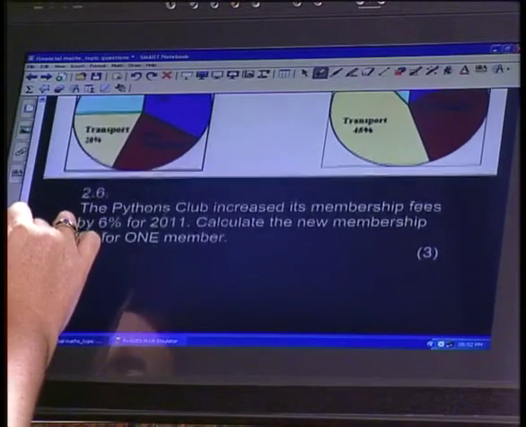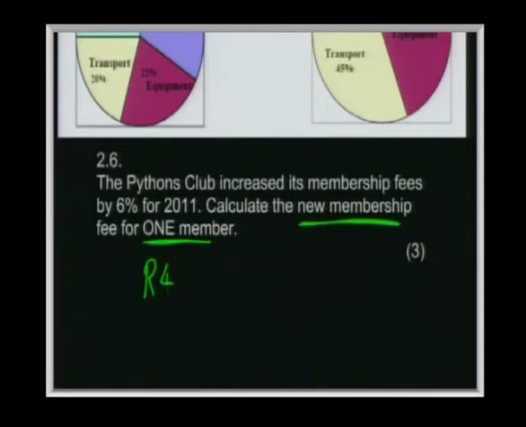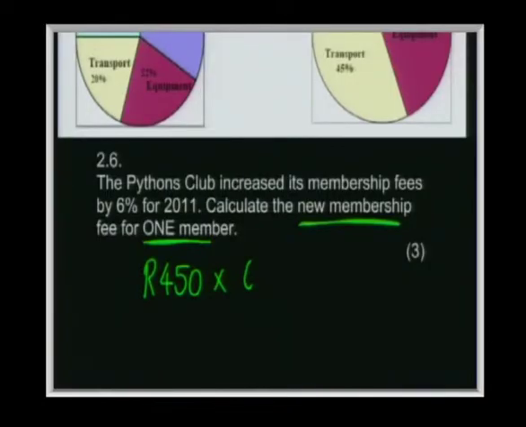Again, same pie chart, so let's see what they've got for us next. The Pythons Club increased its membership fees by 6% for 2011. Calculate the new membership fee for one member. So the new one, let's see what they're going to have to pay this year, and only one member. So that means that you don't want it for all 100 people that they actually asked in the previous question. So we had to pay 450 Rand last year, and it's going to be increased by 6%. So let's work out what 6% is. So I'm going to times that by 6%.